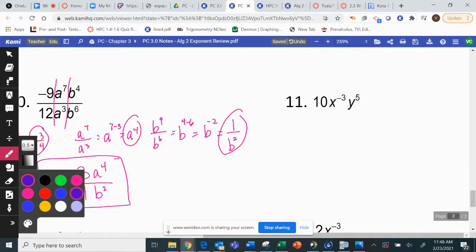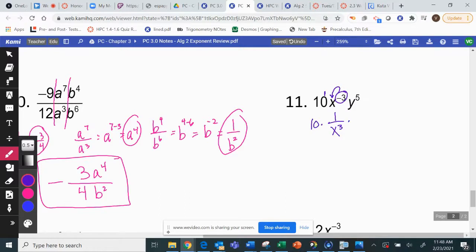Right, 10x to the -3, y to the 5th. So the -3 exponent is only on the x. 10 is to the 1st power. So x to the negative 3 is the only thing that gets reciprocated, and it becomes 1 over x to the third. So now I'm going to recombine everything, and I get 10 y to the fifth over x to the third.